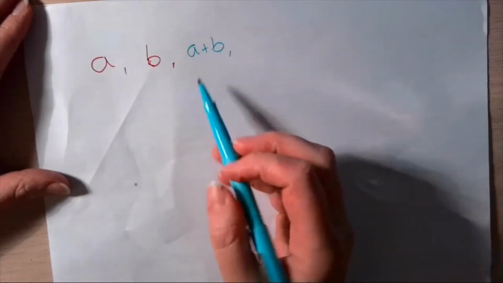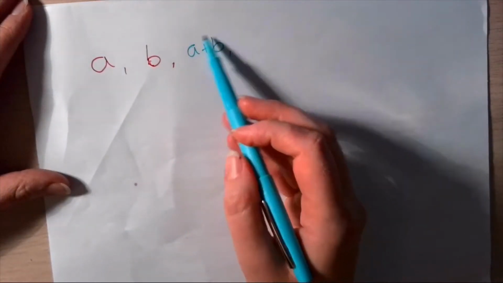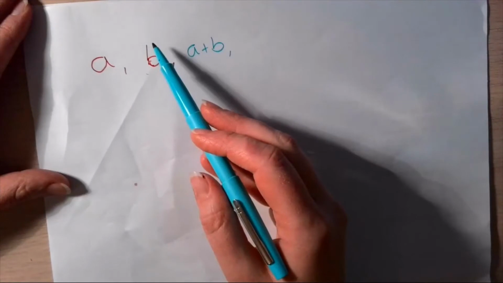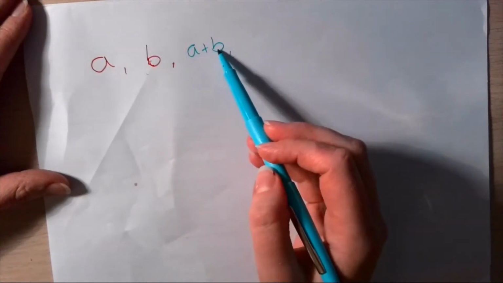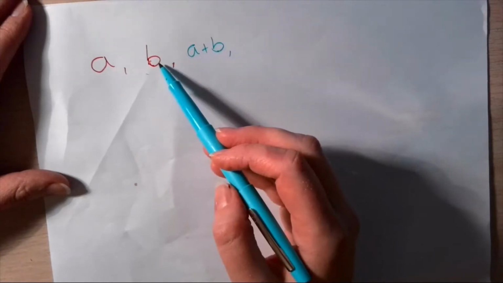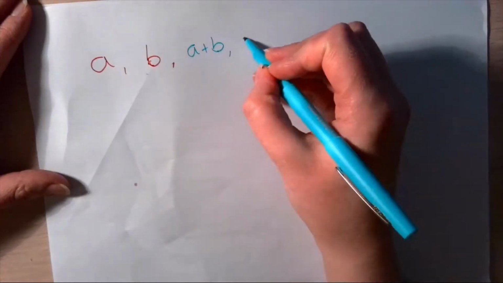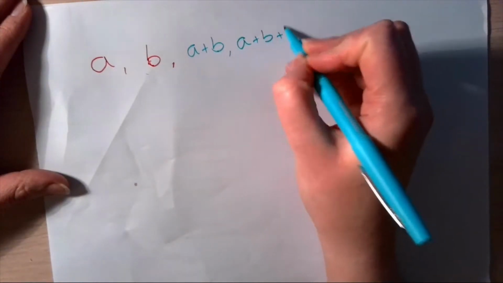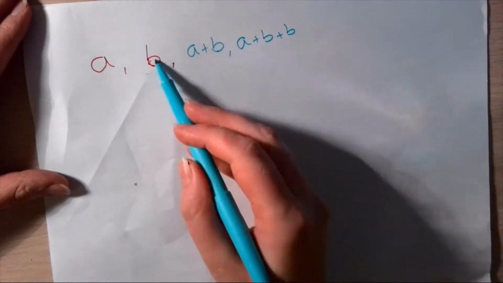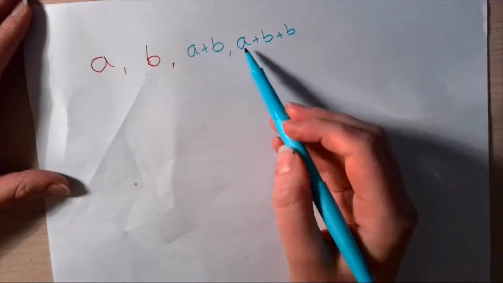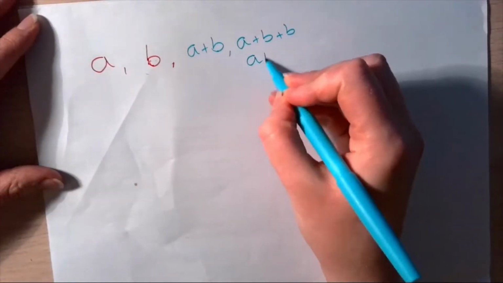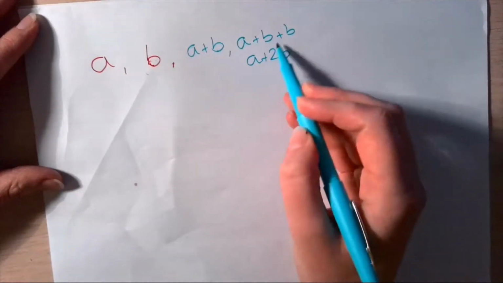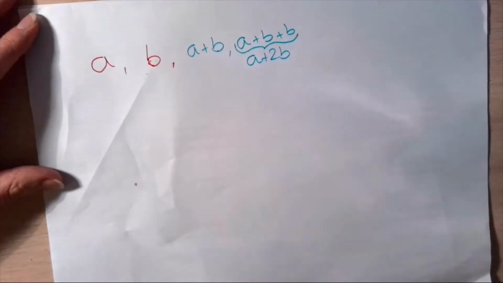Now my fourth term is going to be this term add this term. So all that's going to be is A plus B add B, so A plus B plus B. It's this one add this one. Now we can simplify this a little bit. A plus B plus B is exactly the same as, and I'll write it underneath, A plus 2B. That's the same thing.